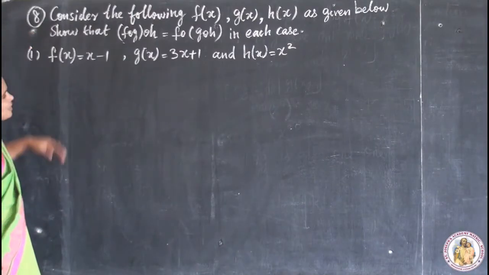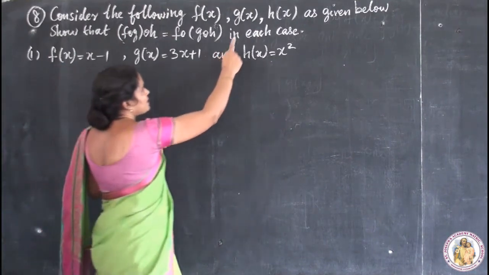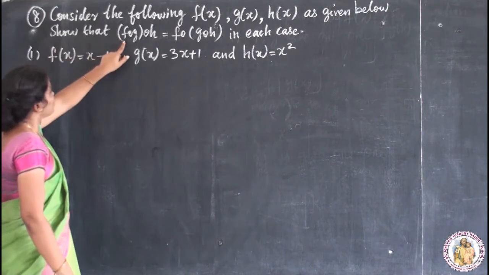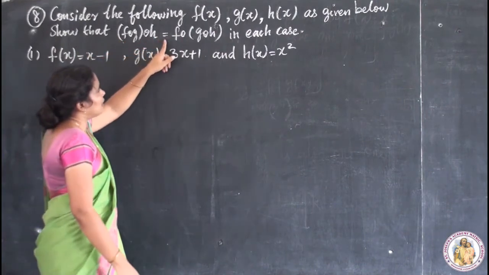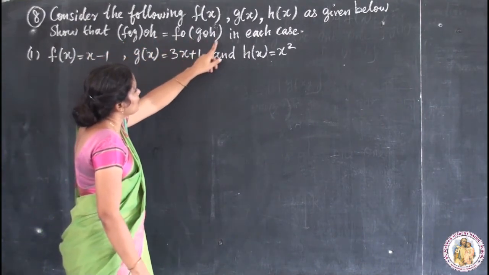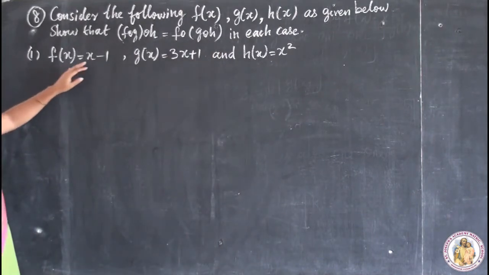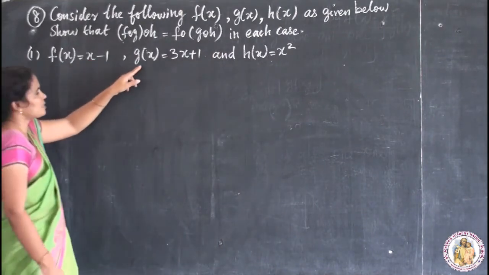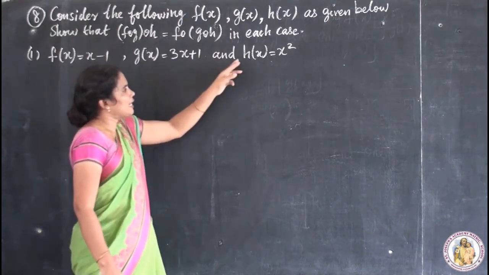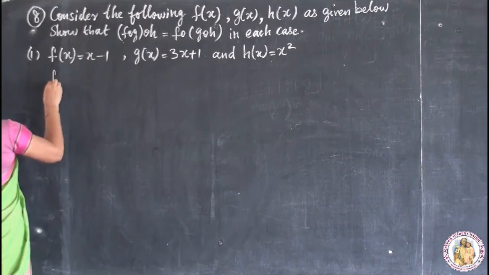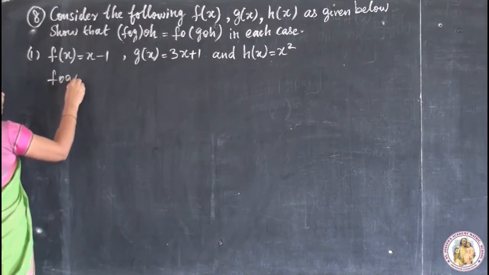Question number 8. Consider the following f of x, g of x and h of x as given below. Show that f of g of h is equal to f of g of h in each case. Question number 1. f of x is equal to x minus 1 and g of x is equal to 3x plus 1 and h of x is equal to x square. Now taking f of g of h.